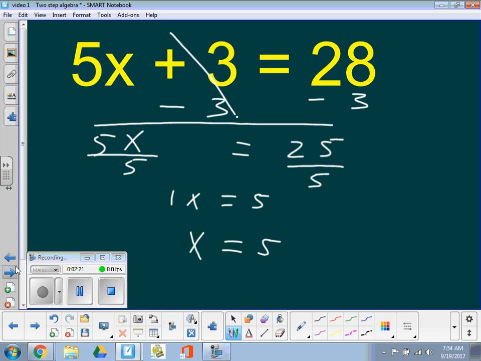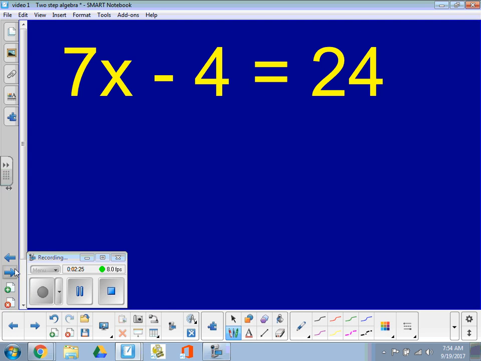If we look at another example, we have 7x minus 4 is equal to 24. The first step is to undo the addition or subtraction. We have minus 4, or subtract 4, and the opposite of that is adding 4. Because if I lose 4 pounds on a diet, to get back to where I was before, I would gain 4 pounds, and then I'd be back where I began. If I add 4 to one side, I need to add 4 to the other side to keep it balanced.